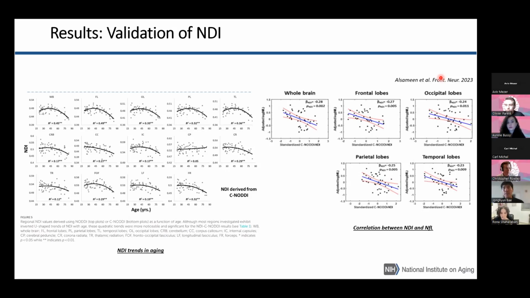Awesome, thank you. Maybe in the interest of time, one more question from Jean Chen. So with a lot of diffusion modeling, you make some assumptions. She was wondering if your model assumptions are still valid when myelin is damaged, like in multiple sclerosis.